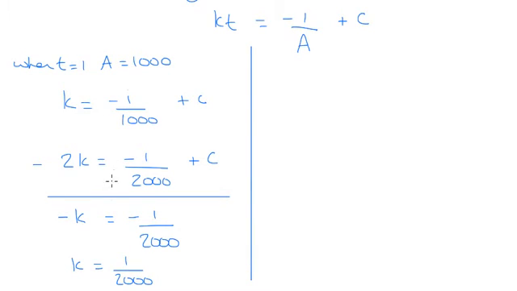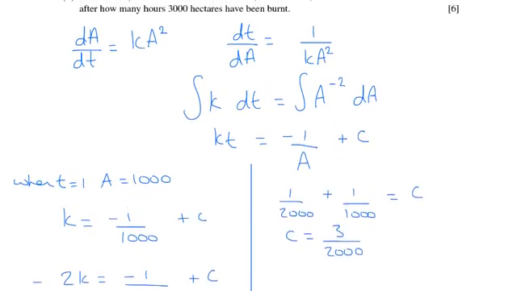Once we've done that, we can then work out what C is. So I'm going to use the top one here. So I've got 1 over 2,000 plus 1 over 1,000 is C, which tells me that C is 3 over 2,000. So we've got everything we need now.